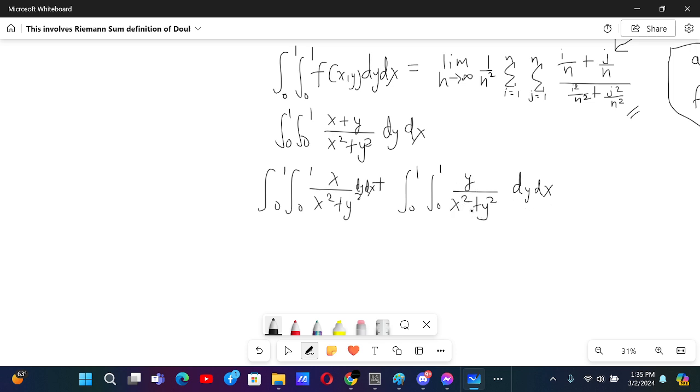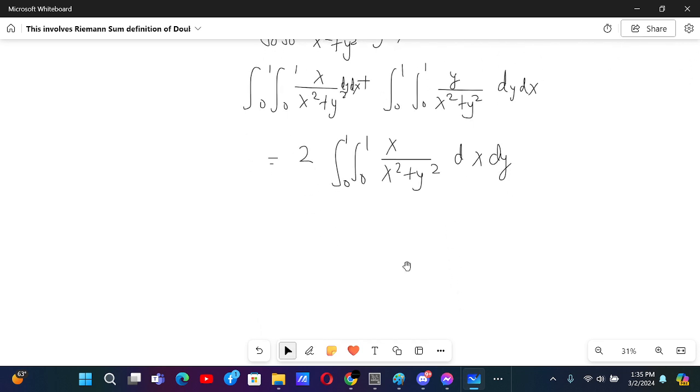So that's why we can write this as 2 times integral, because these are essentially the same integrals. Can you see that? Because x is going from 0 to 1, y is also going from 0 to 1. Even if we interchange x and y, there's no difference. That's why I can write this as 2 times integral from 0 to 1, integral from 0 to 1, x by x square plus y square, now dx dy.